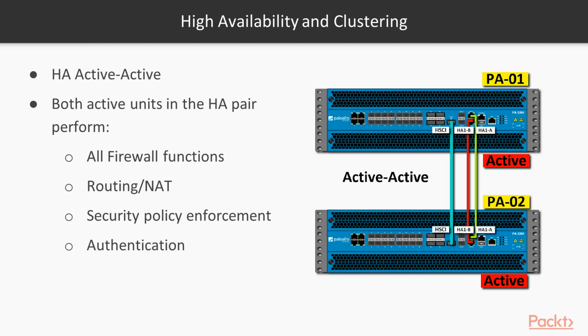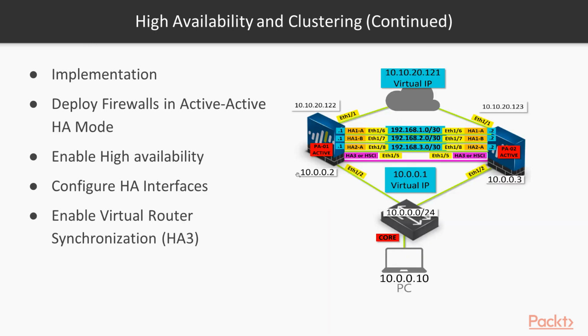So in this demonstration, we're going to go into implementing this in our existing environment. On our previous video, we configured active standby. What we're going to do now is convert that into active active mode. The only difference is that we need to allocate a third HA interface that will allow us to do a VR sync, and we're going to be able to exchange the routing information and the routing config across the two units. So we need to configure Ethernet 1/5 to be an HA interface and then allocate this as our HA3 interface.